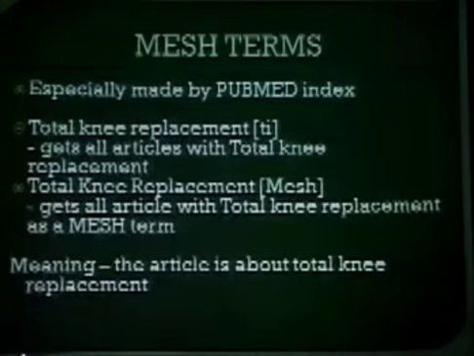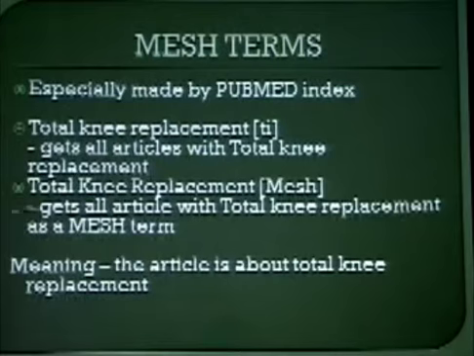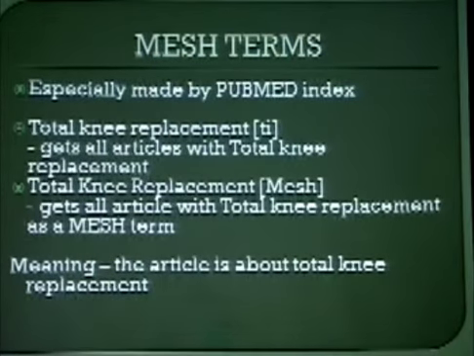Just go and click on this. You will find multiple terms there. Okay? Go and click on any of them and I'll show you how it happens. These are specially made for PubMed. Like for total, this is what I just explained. TKR title gets all articles with total replacement, but TKR MeSH gives you all articles with the MeSH term.